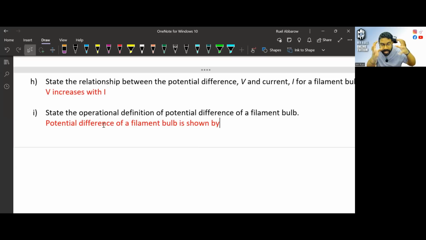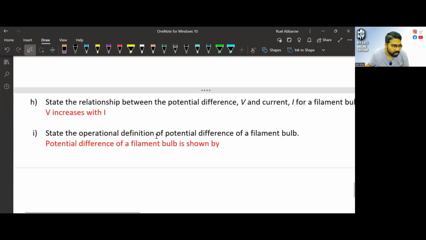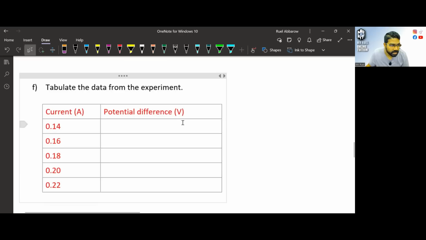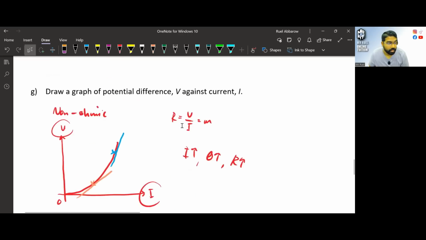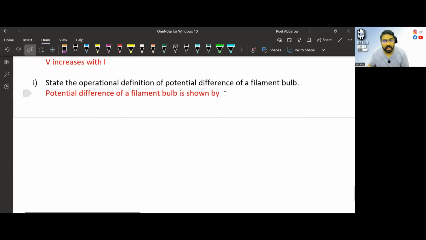What are we measuring? Here we measure the potential difference, isn't it? Now, you don't just put potential difference here. It must be what you actually observe or measure. How did you get the potential difference? It's shown by the voltmeter reading. This one specifically, the voltmeter reading is what we actually took from the experiment, what we observed, what we recorded.